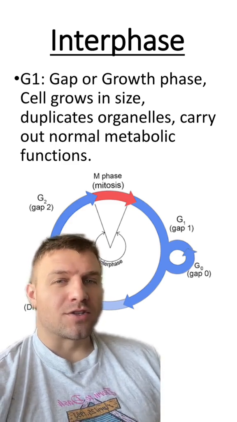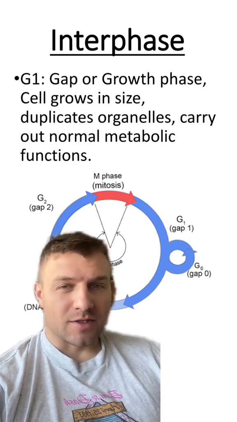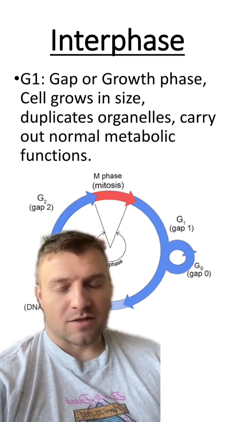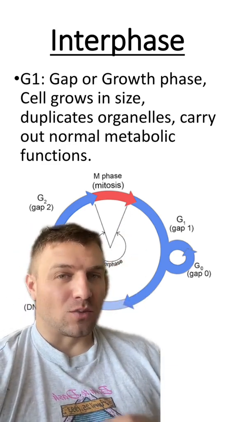During interphase, there are three main parts, G1, S, and G2. G1 is also known as the gap or growth phase. This is where a cell is going to grow in size, duplicate its organelles, and just carry out normal metabolic functions. See in our illustration, this portion of interphase refers to the G1 phase.